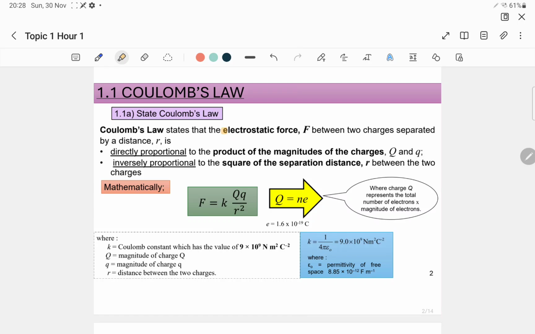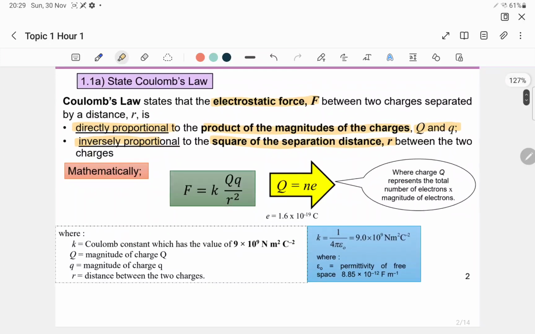whenever we have electrostatic force, there must be at least two charges. Then you will have interaction. Based on the definition, the force is directly proportional to the product of the magnitudes of the two charges, for example, capital Q and small q, charges Q1 and Q2, and it is inversely proportional to the square of the distance.